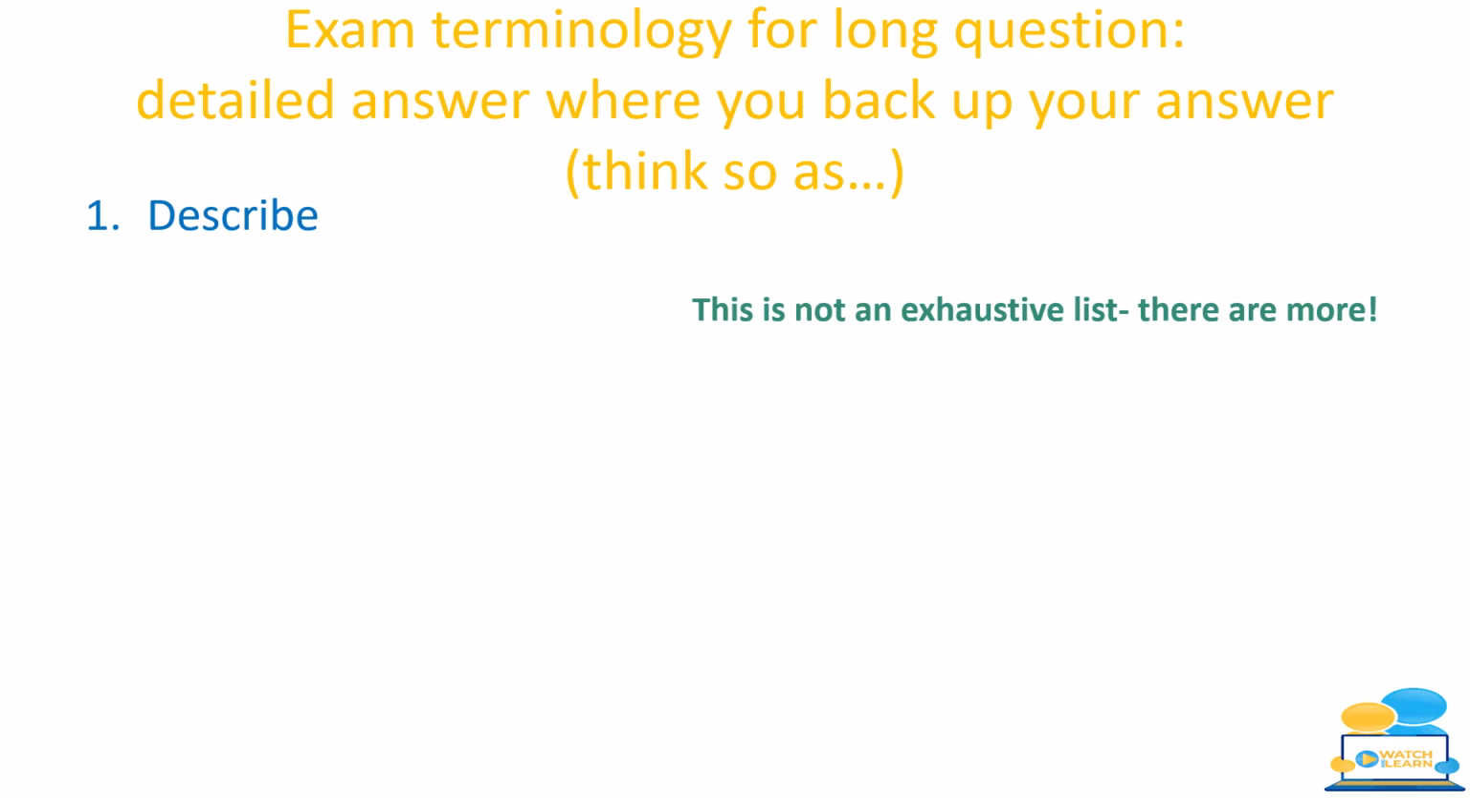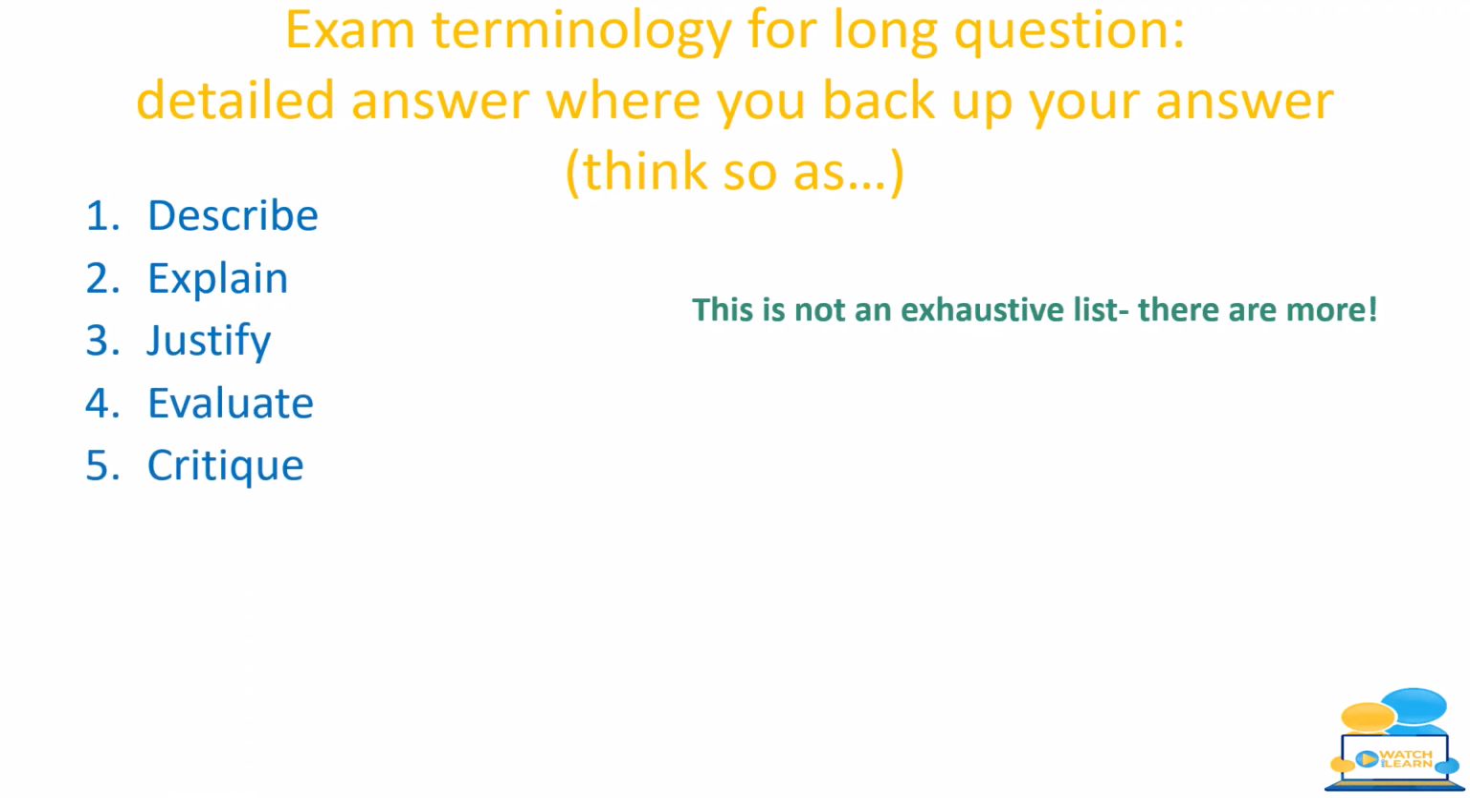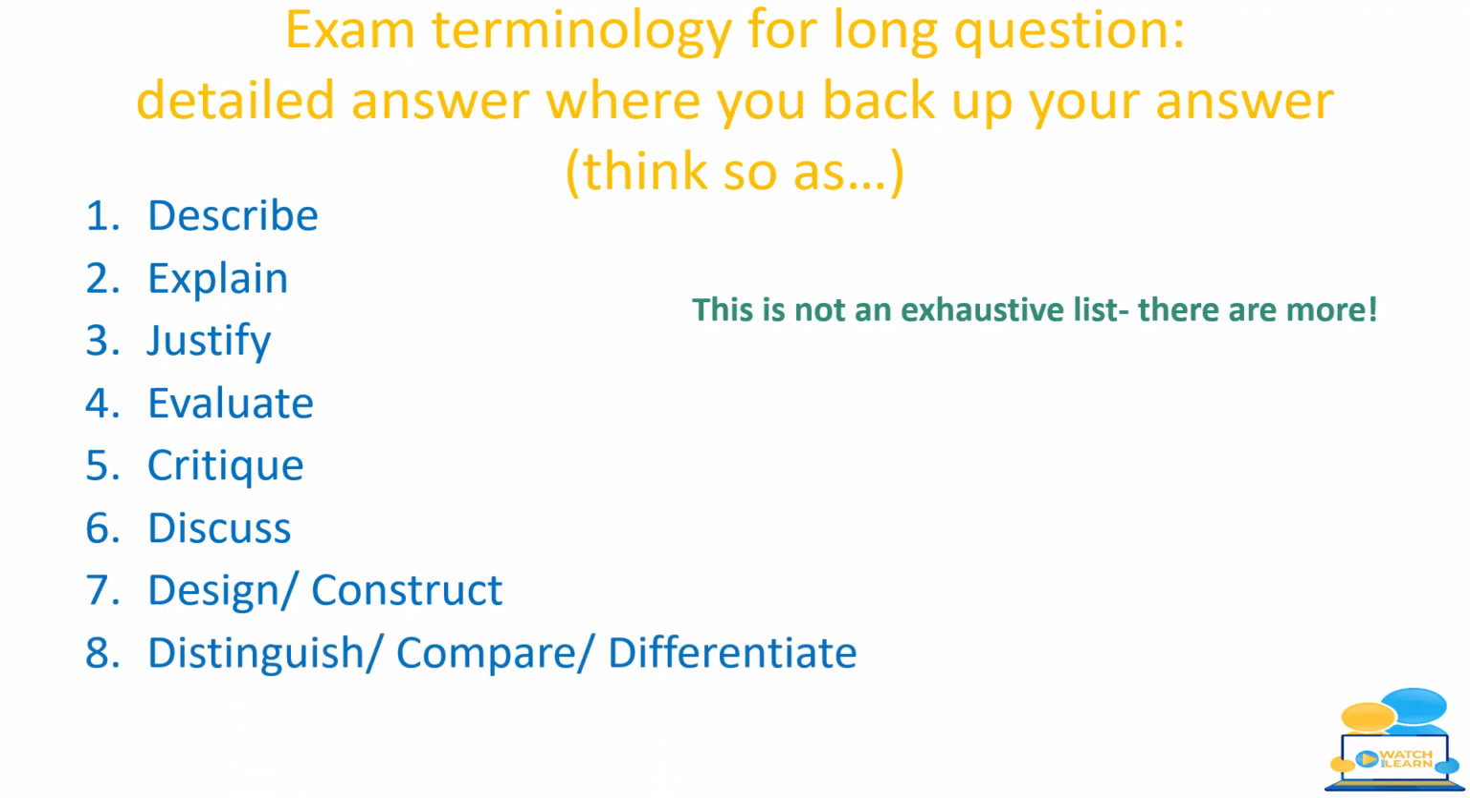So if an action verb includes describe, or explain, or justify, or evaluate, or critique, or discuss, or design, which can be known as construct, or distinguish, or compare, or differentiate, this means they're looking for you to use the SEE technique. So state, explain, and example. And if you do not state, explain, example for these particular action verbs in a question, you will only get half marks. And we want you to be able to get the full marks possible in your exam.